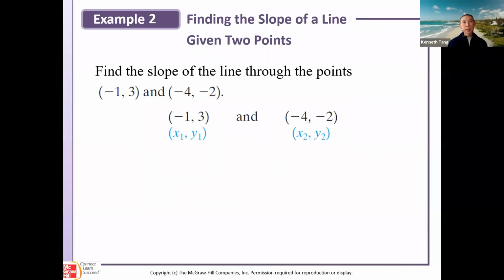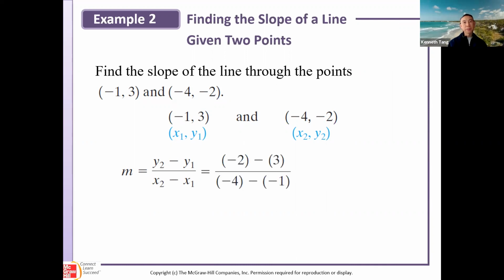Here, they want you to find the slope given two points. You can use the formula m equals change in y over change in x, where change in y is y2 minus y1 and change in x is x2 minus x1. Substituting the points, you have -2 minus 3 over -4 minus -1. Here, -2 minus 3 is -5, and -4 plus 1 is -3. A negative over a negative turns positive, and therefore the slope is 5/3.